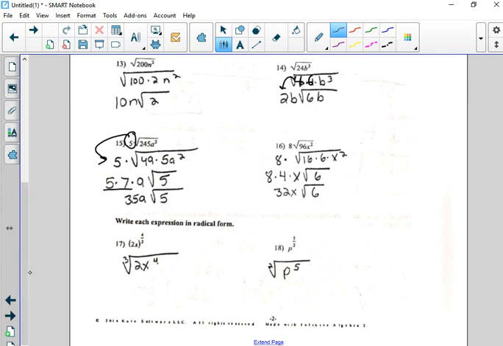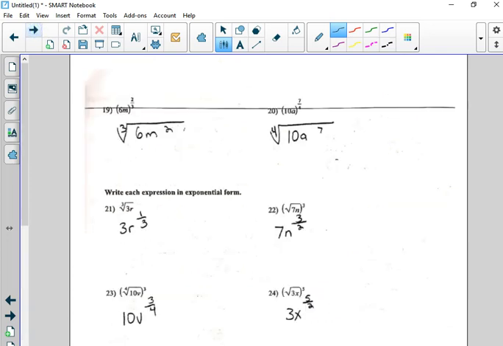Okay, so 2x to the 4/3. This is your numerator goes here, denominator goes here. Remember, this technically should be put in parentheses so that it all goes to the 4. p to the 5/2. Numerator here, denominator here. Two-thirds, that should be in parentheses. 10a, that should be in parentheses. But just know where the numerator goes, where the denominator goes.